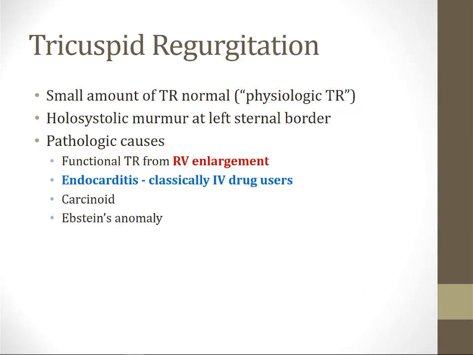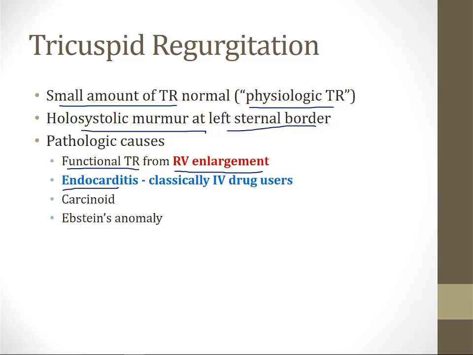Let's talk about tricuspid regurgitation. You should be aware that a small amount of TR is normal. This is called physiologic tricuspid regurgitation, and most of us have some degree of TR. Tricuspid regurgitation leads to a holosystolic murmur at the left sternal border, and there are a number of pathologic causes. So anything that enlarges the right ventricle can cause functional TR, just like enlargement of the left ventricle causes functional mitral regurgitation.